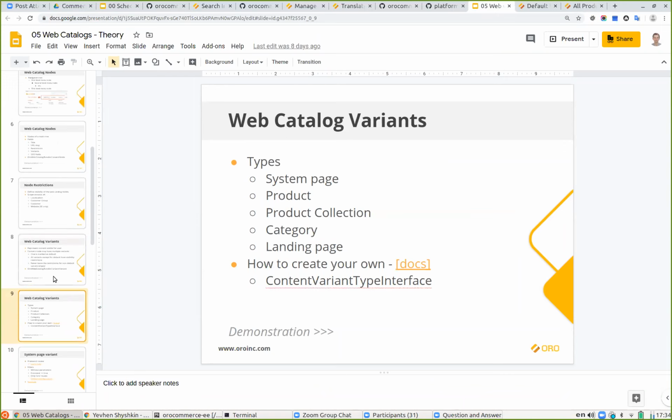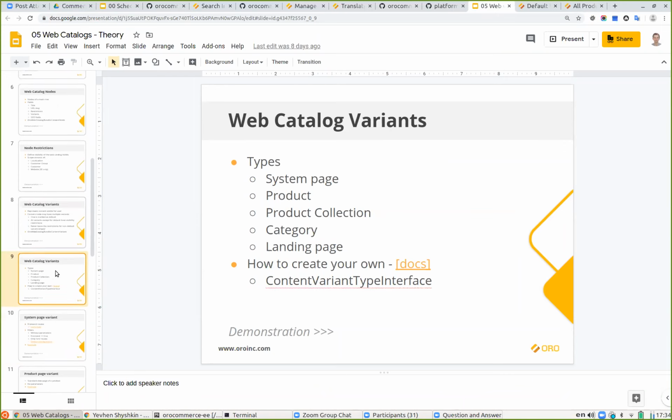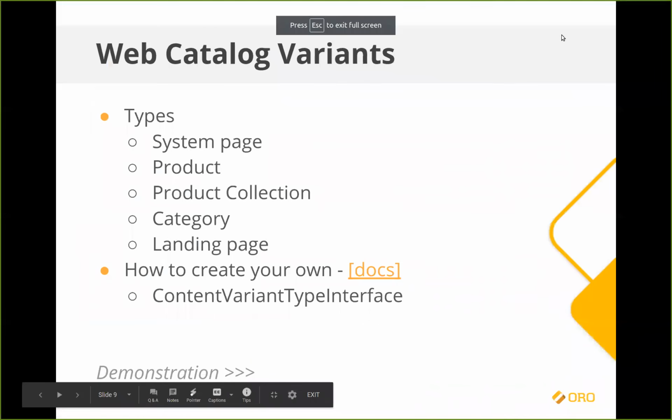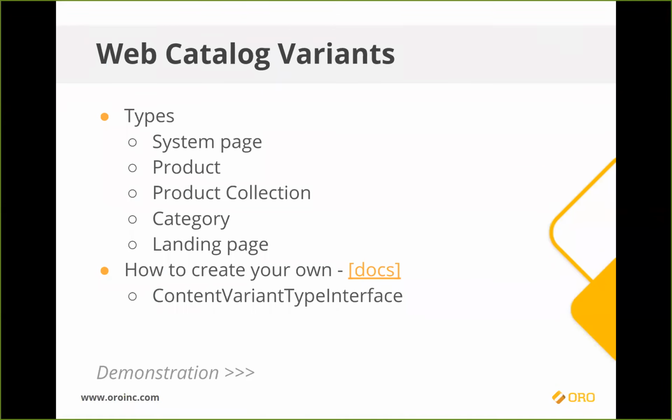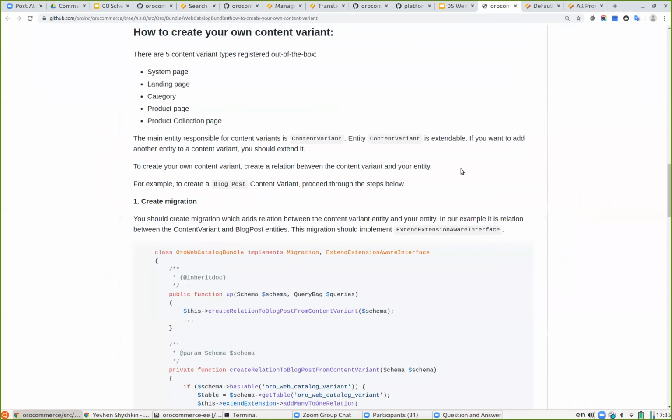Talking about the content web catalog variants, now we are going to check step by step all types of the possible variants here, and we have 5 out of the box. This is the system page, product collection, category, landing page, and you as a developer might even create your own. This documentation tells you how to do that.